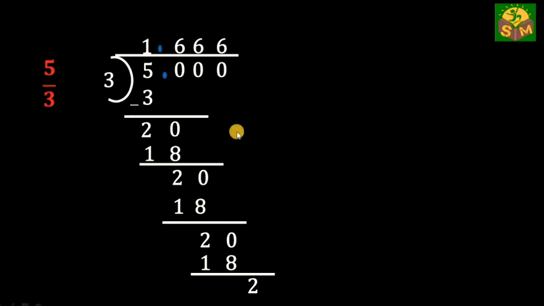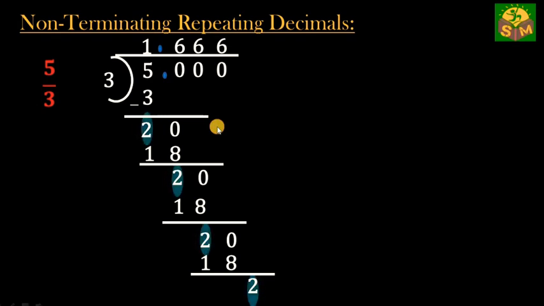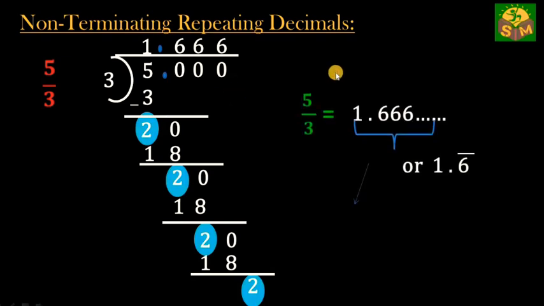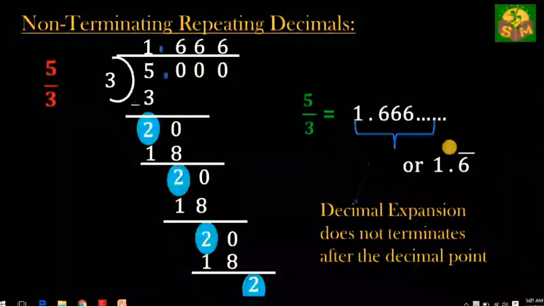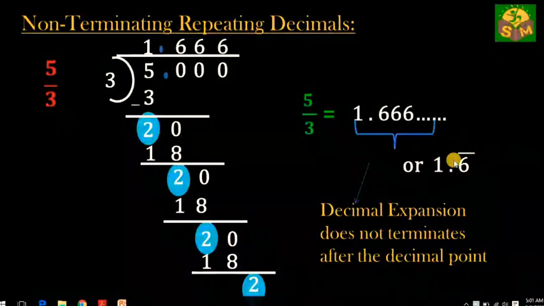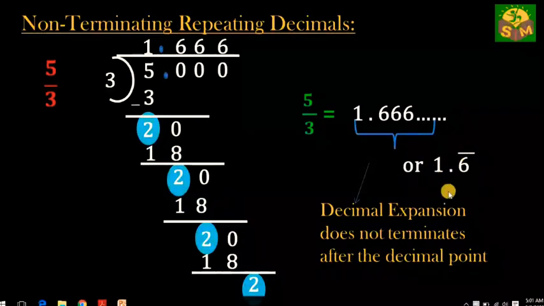In this division, the same remainder is repeating itself. And the digit 6 in the quotient is repeated. So the decimal expansion of 5 by 3 is 1.6 with a bar over 6. The bar on 6 in the decimal part indicates it is repeating.